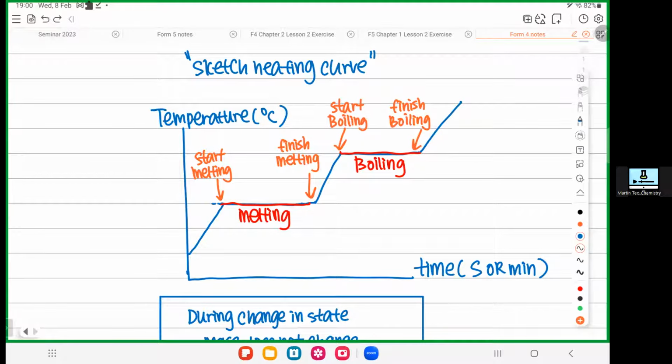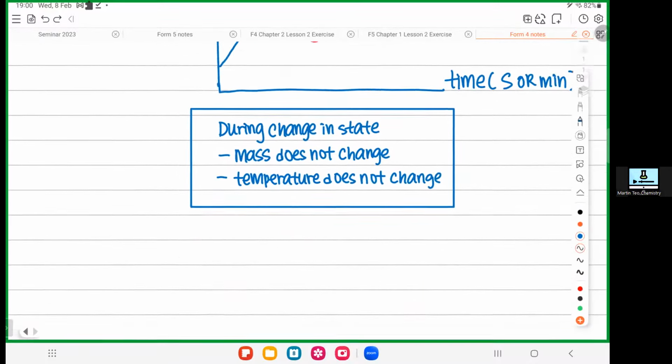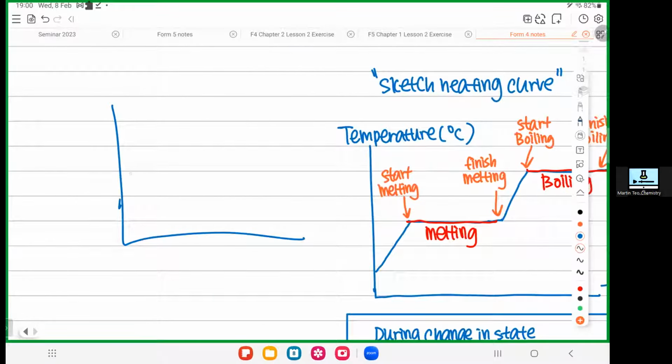So what is the boiling point? This is where the boiling happens. You go here and read the y-axis. What is the temperature that boiling takes place? Let's say 140. So that is the boiling point. Simple as that. Now let's make it a little bit harder. If you have two staircases, you know exactly the first staircase is melting, the second staircase is boiling.